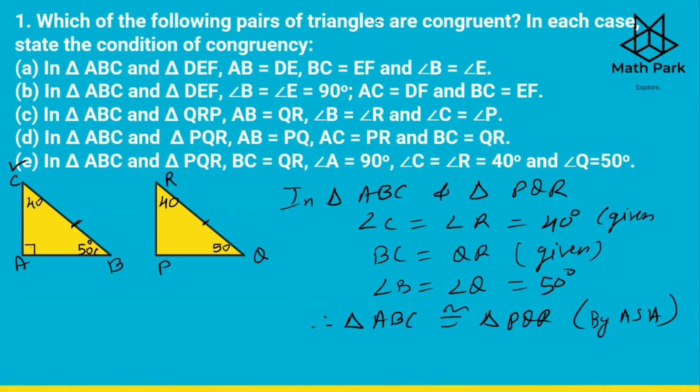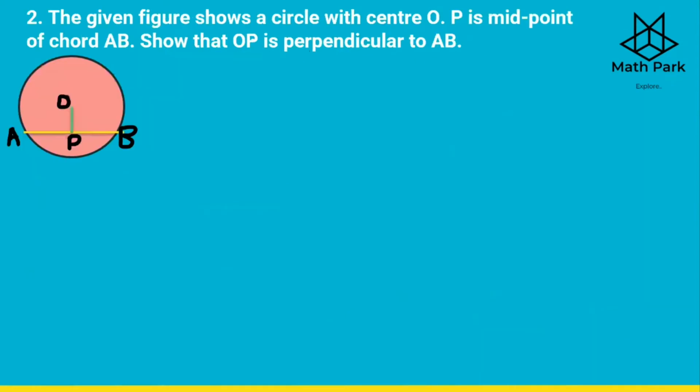So we have done with the first question. We have learned all the different congruence criteria, all 5 congruence criteria. We move to question number 2. In the given figure, it shows a circle with center O. P is the midpoint of chord AB. That means you have AP is equal to PB. You have to show that OP is perpendicular to AB. That means you have to prove this is a right angle.